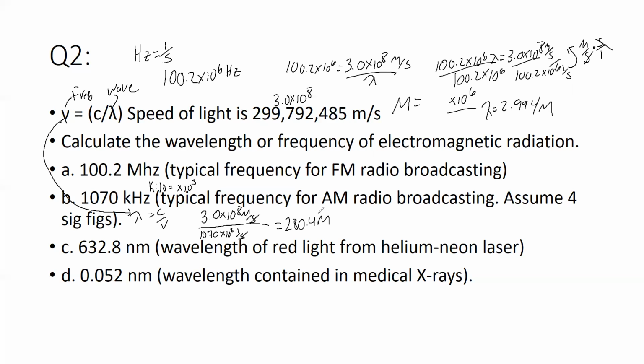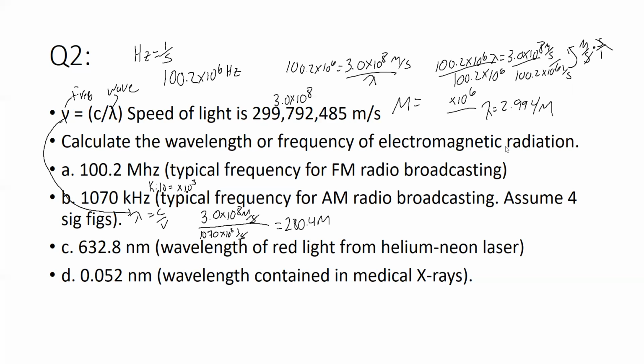And if we just compare that to FM, AM is a lot longer, and it's a lot less powerful than FM radio. That's why the signal is worse on AM, but it does travel a lot farther than FM before it loses its energy. So you can actually pick up AM radio from cities far away, and it's all due to the energy of the wavelength and how long they are. That's B. Let's take a look at C.